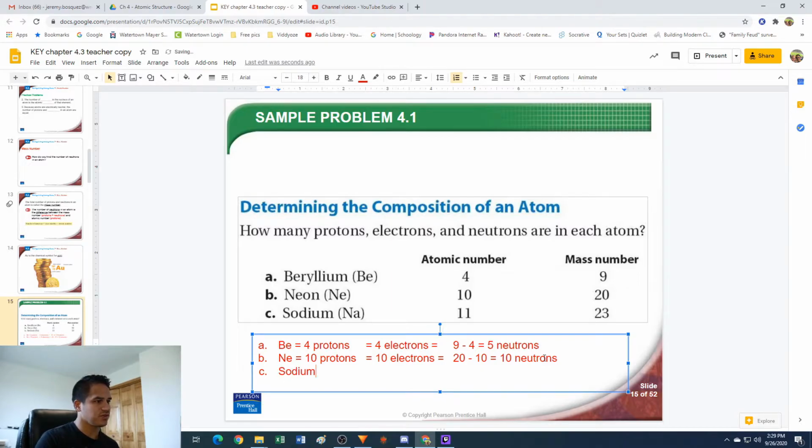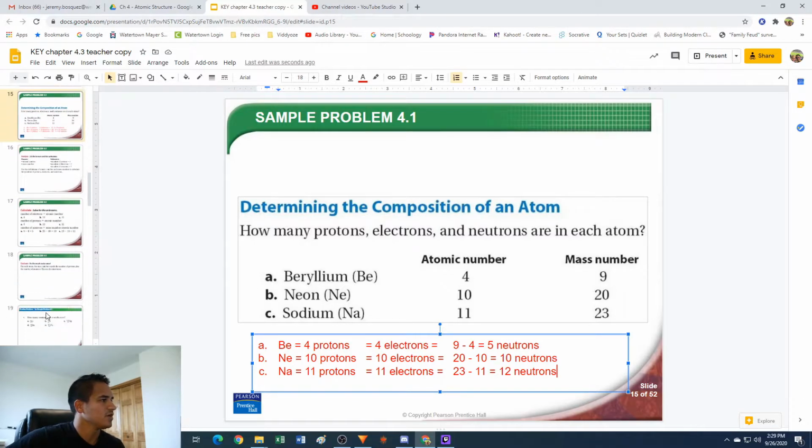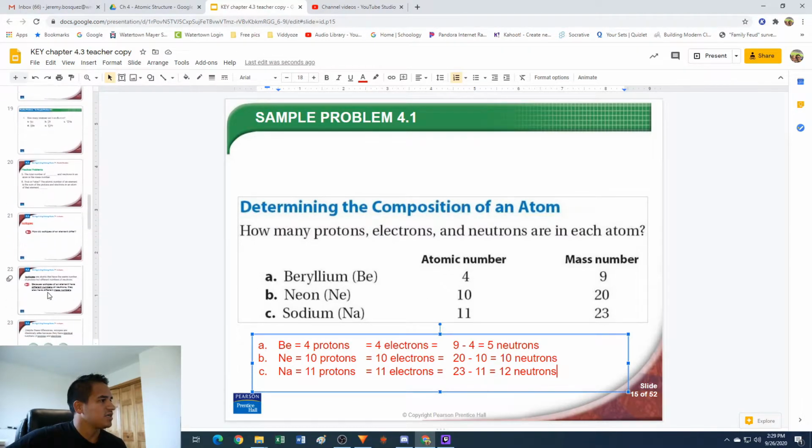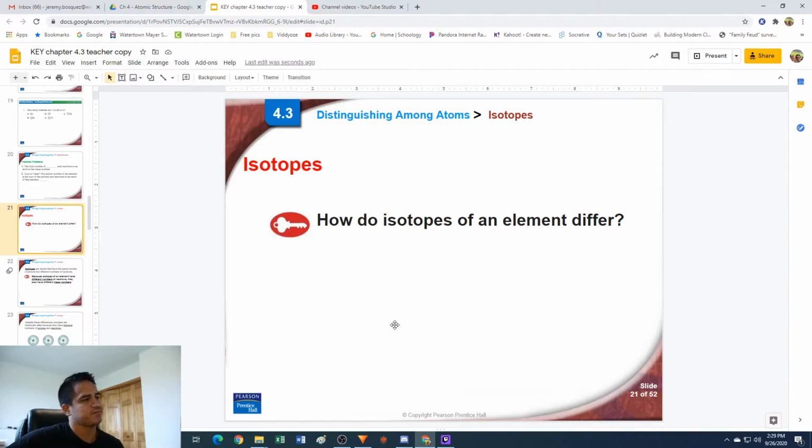And then as for sodium, let's write Na for sodium. Atomic number being 11 means we have 11 protons. Also means we have 11 electrons. And if the mass number is 23, 23 minus 11, that gives us 12 neutrons. Okay, that's it. Again, pretty simple. You just got to basically keep track of the different terminology. So, all right. One of the last things here to talk about is isotopes.